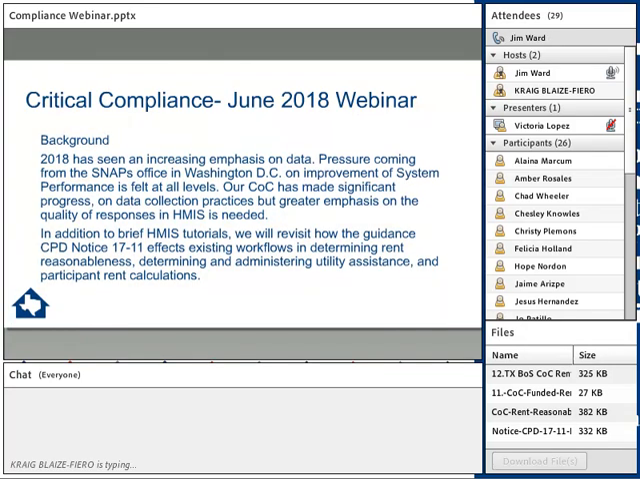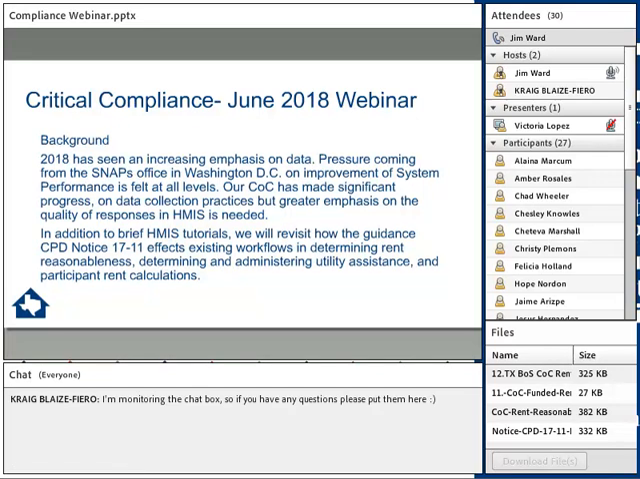Before we get started with that, the background for this. In 2018, we've seen increasing emphasis on data. There's been a lot of pressure coming from the SNAPS office in DC on improvement of system performance measures. We're feeling that at the COC level. You guys are probably obviously feeling that at the project level.